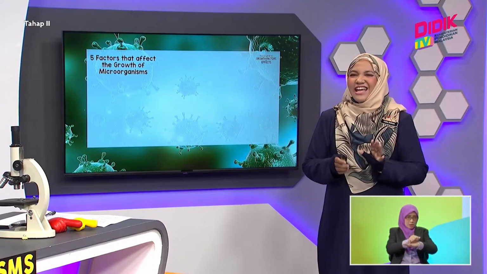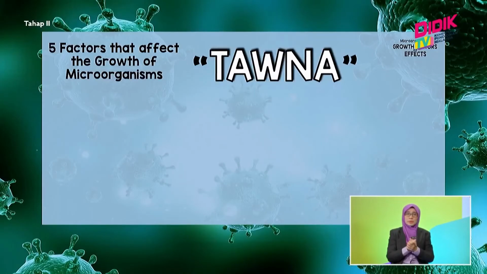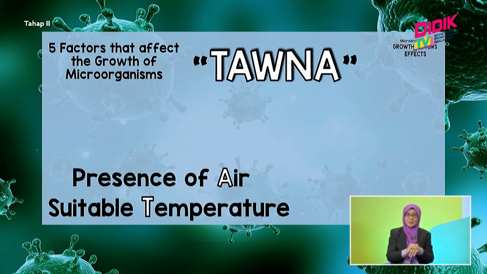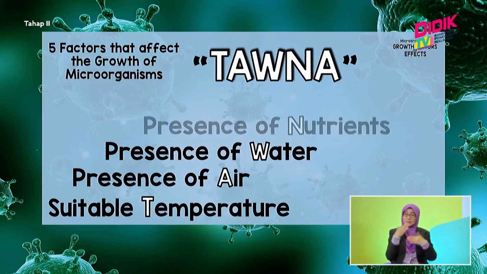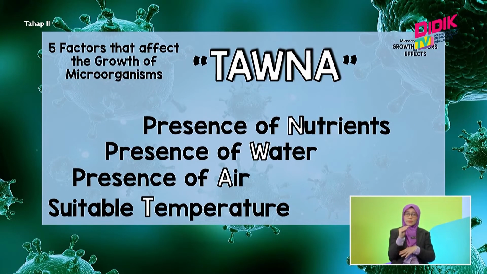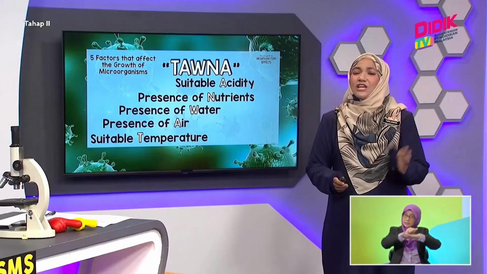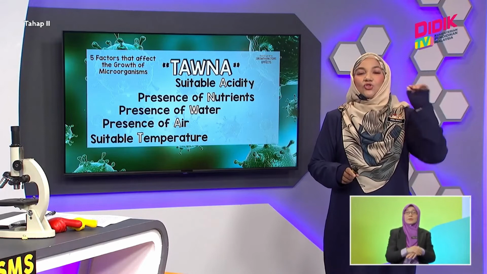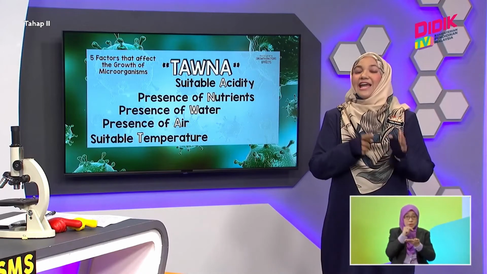Okay, I can conclude the factors as TONA, the acronym TONA. What is TONA? Okay, the first one is suitable temperature, T. Then the presence of air, the presence of water, and also the presence of nutrients. And last but not least, suitable acidity. So if you want to remember easily, you can use the acronym TONA: suitable temperature, presence of air, water and nutrients, and suitable acidity.